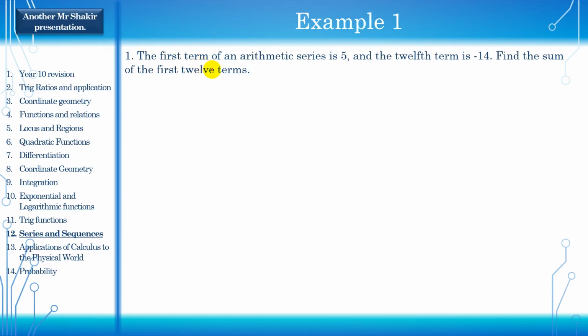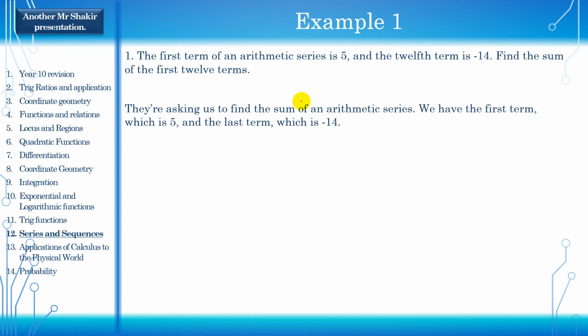Okay, let's see. The first term of an arithmetic series is 5, and the 12th term is negative 14. Find the sum of the first 12 terms. And please do try and give these a go yourself. That's how we learn. Not by watching me do maths, but you do maths. Okay, so pause the video if you want, give it a go.